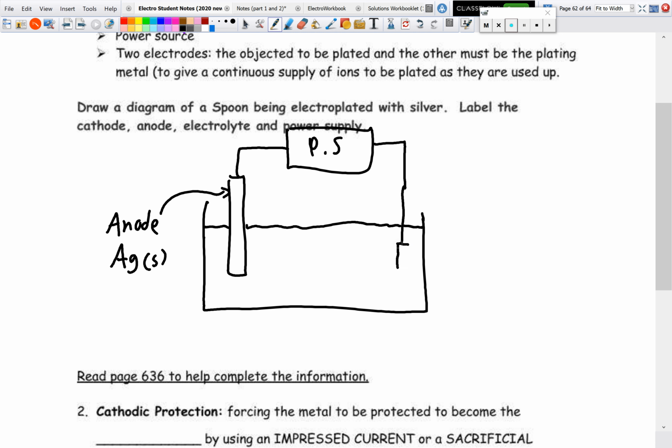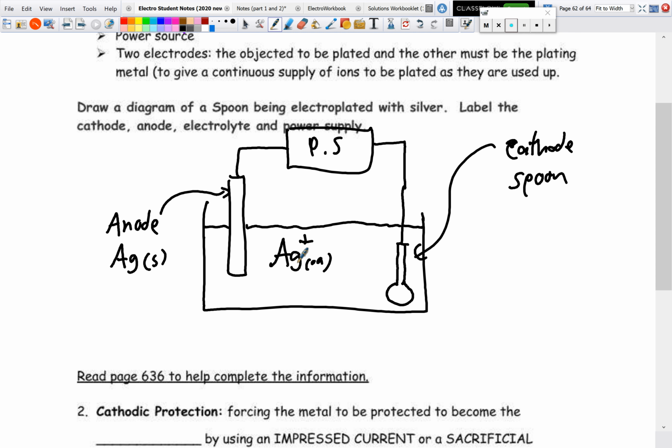our spoon is actually going to be, well, that's a terrible looking spoon, but still this is going to be our cathode. Of course, it's fully submersed. So this is our spoon, cathode, and this is our spoon. And of course, we'll have a solution of silver ions.